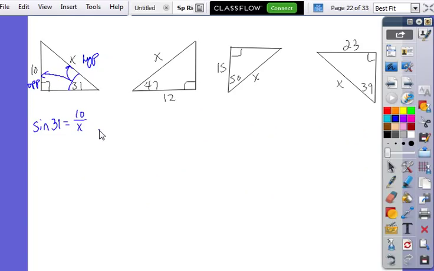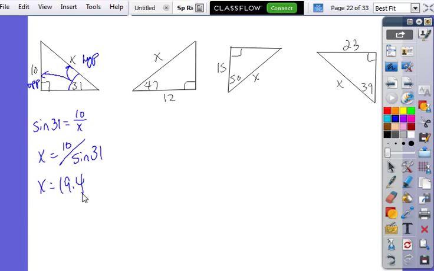You should automatically notice something different now than the last ones. Now the x is on the bottom. If the x is on the bottom, you're going to divide: the side divided by the sine or cosine. The answer is 19.41, so we're going to say 19.4.